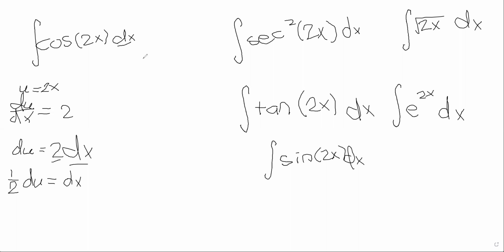So now we want to go ahead and substitute everything in. I want to replace 2x with u. This whole thing in the box is just u. And then I want to replace dx with something as well. I'm going to replace dx with 1/2 du. So let's go ahead and rewrite the integral. We're going to have the integral of cosine of 2x. I'm going to write cosine of u instead of cosine of 2x. And then I'm going to replace this dx with 1/2 du.